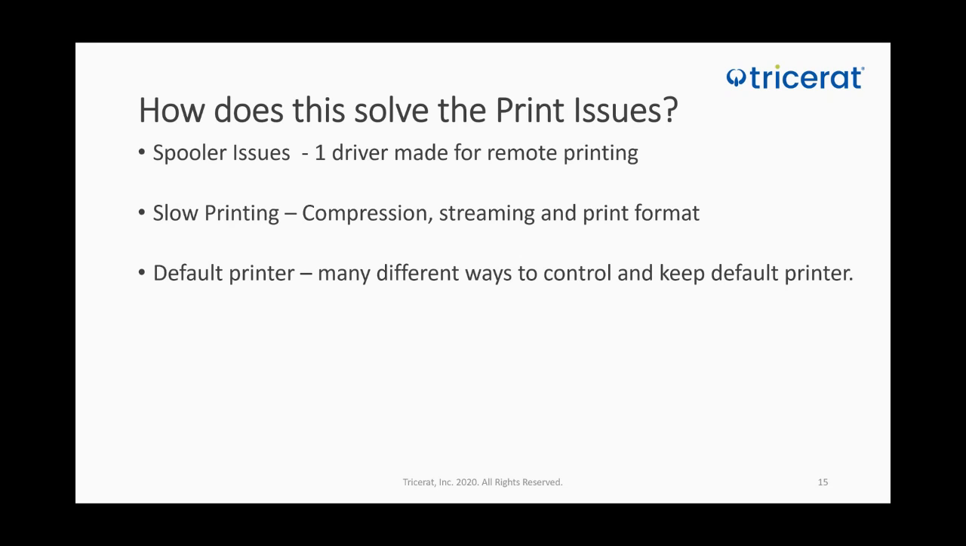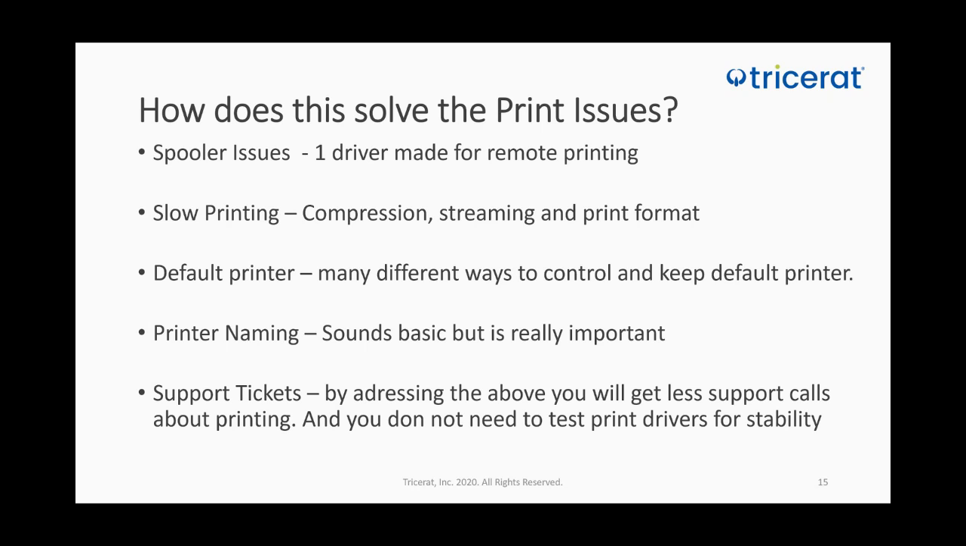Now, the default printer, as we have seen, we have looked at different ways of doing default printer, which is a very common issue among many, many prospects or customers. As you can see, we can keep this in control in many different ways for you. Printer naming sounds basic, but this is really important for the users, or even to make some applications work. They can be reliant on the printer name itself. Now the support tickets. Removing these spooler issues, slow printing, default printer and printer naming problems out of your support queue means that you can do something else with your time. And usually IT admins do not have a lot of time. So time is something everyone needs.